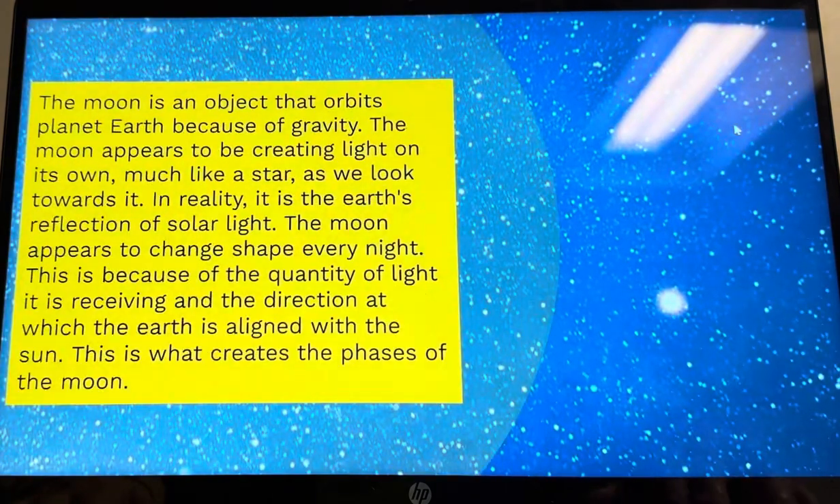The moon is an object that orbits planet Earth because of gravity. The moon appears to be creating light on its own, much like a star, as we look towards it. In reality, it is reflecting solar light. The moon appears to change shape every night. This is because of the quantity of light it is receiving and the angle at which the Earth is positioned with the sun. This is what creates the phases of the moon.